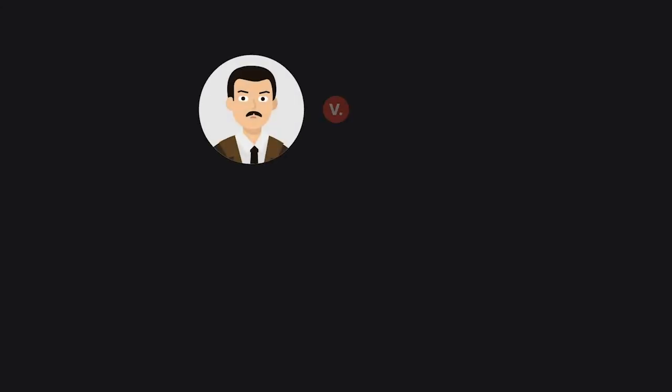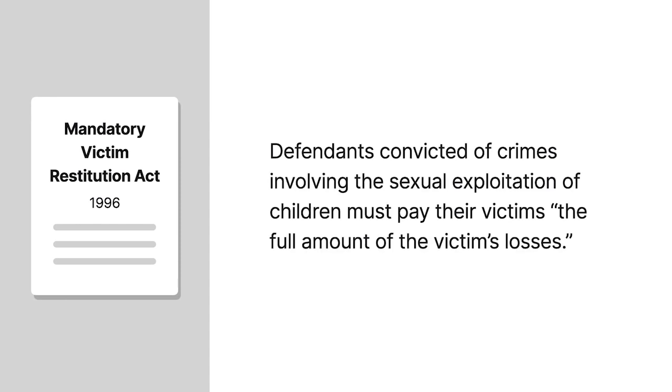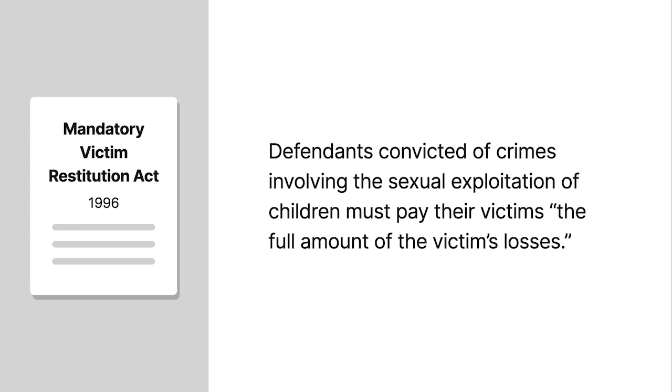The United States Supreme Court tackled this problem in United States v. Paroline. The Mandatory Victim Restitution Act of 1996 required defendants convicted of crimes involving the sexual exploitation of children to pay their victims, quote, the full amount of the victim's losses, unquote.